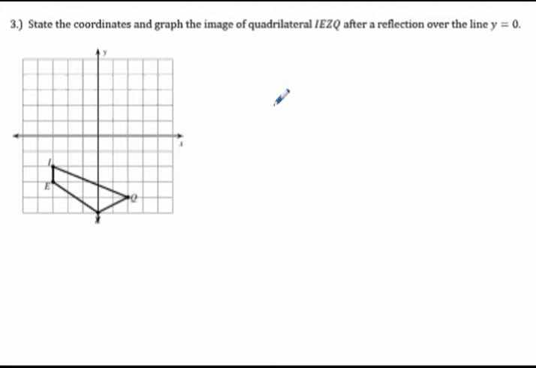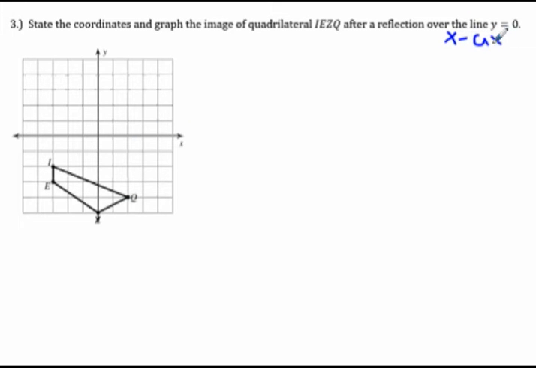We want to graph a reflection over the line y equals 0. Now, y equals 2 is a line intersecting the y-axis at 2. Y equals 1 intersects the y-axis at 1. So therefore, y equals 0 intersects the y-axis at 0. So it's really talking about reflecting over the x-axis.